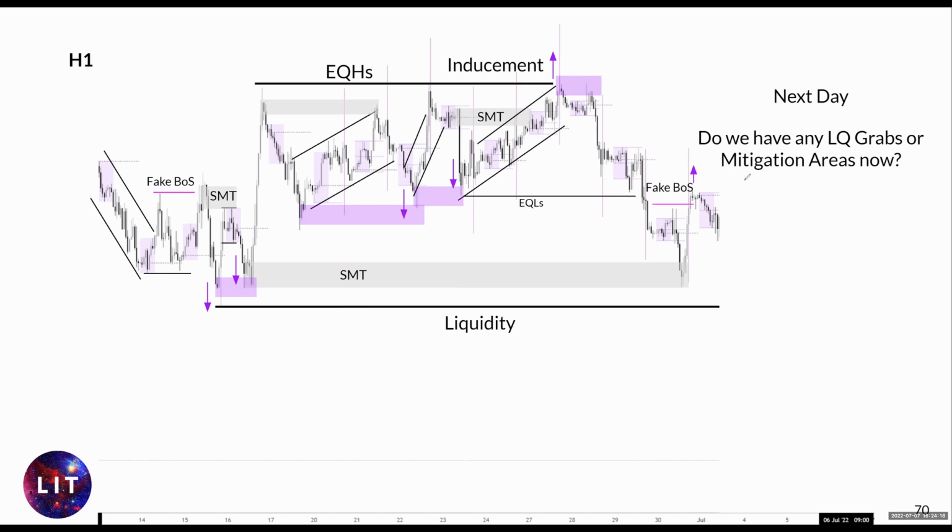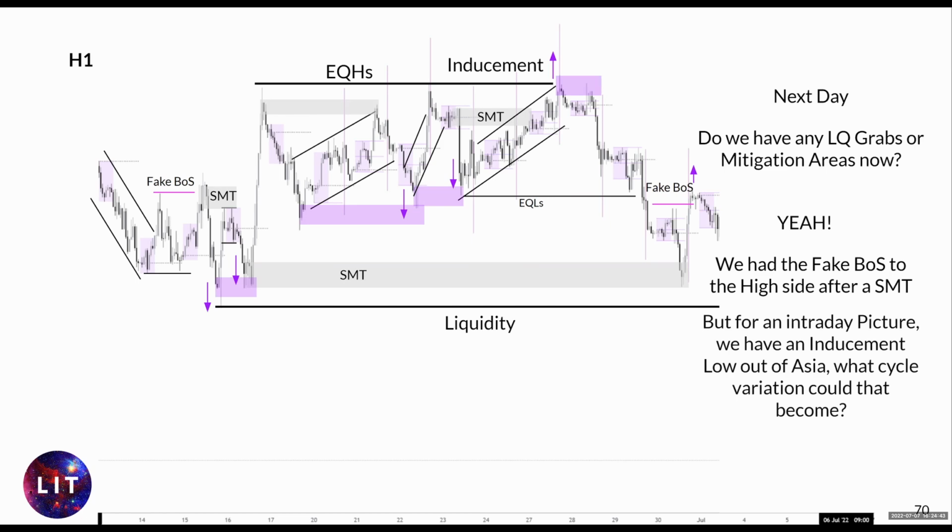So the question is, what do we have? Do we have any major liquidity grab? After the mitigation area, we had this SMT false reaction, break of structure. Everyone is induced to the long side now. So do we have a liquidity grab? Yes. Okay. So we had the fake break of structure to the high side after a smart money trap. But from an intraday perspective, we have an inducement low out of Asia.